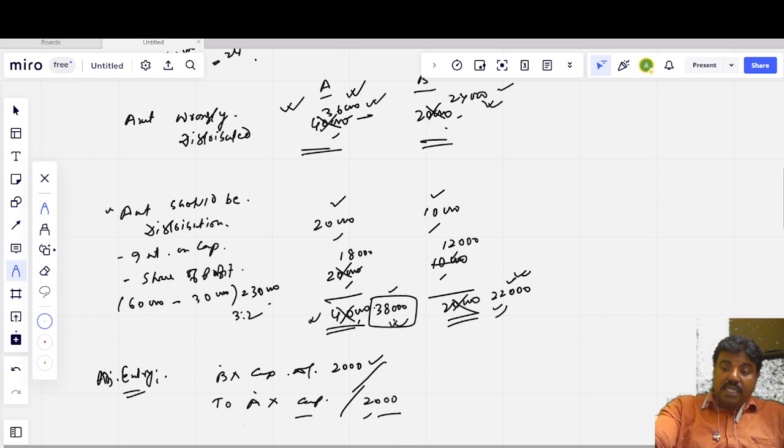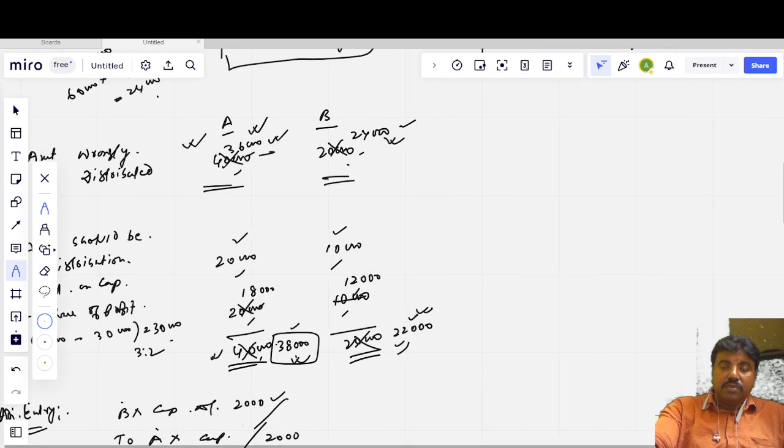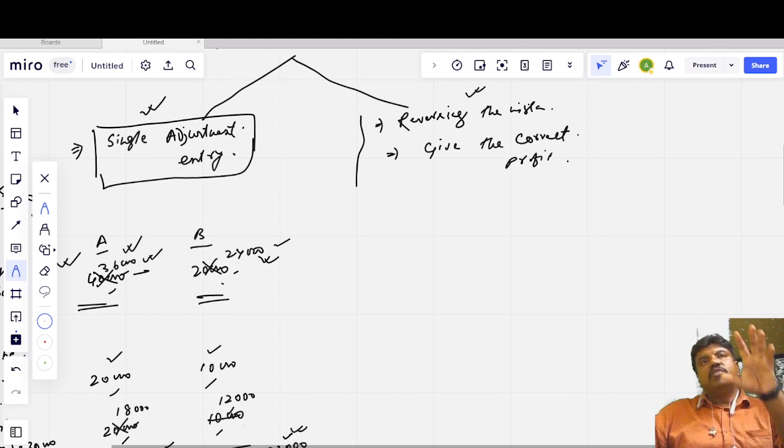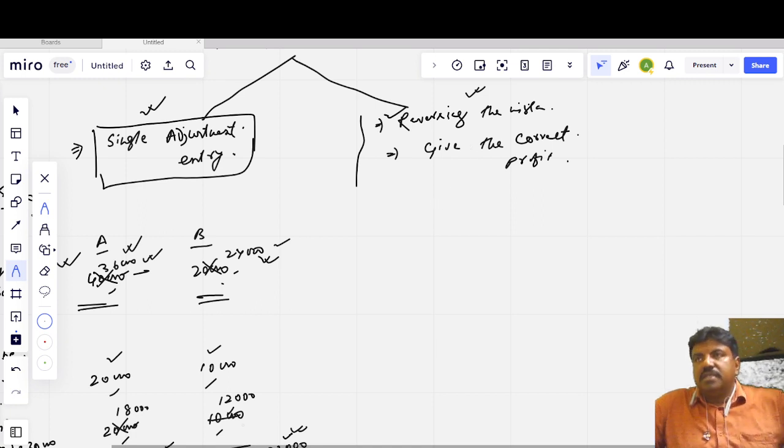Now, instead of passing a single adjustment entry, if we want to follow the second way, in the sums it will be clearly mentioned whether you have to pass a single adjustment entry or rectification entries. So in the second case, I just told you, reversing the wrong thing. The mistake you made, first you reverse that. What we did here, profit of 60,000 we shared in the ratio 3:2. So we gave 36,000 to A and 24,000 to B. So that was the wrong distribution.